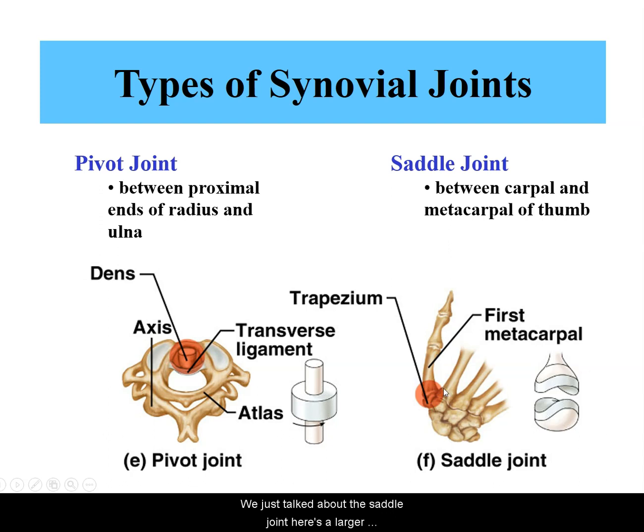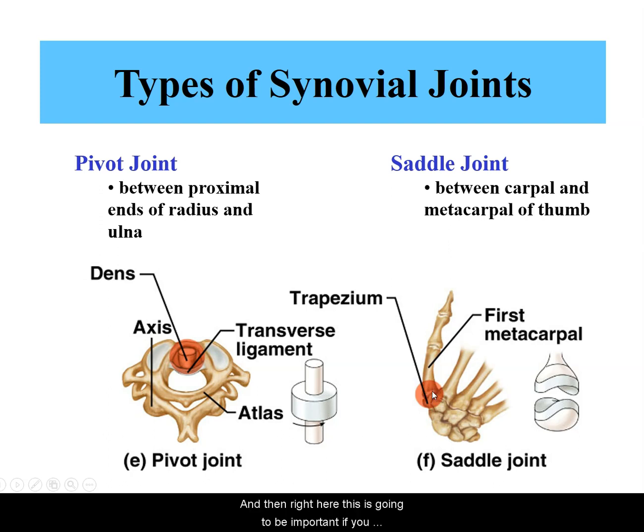Here's a larger picture of the bones of the hand blown up between the carpal and the metacarpal of the thumb. Okay? So this is actually a metacarpal. And then there's that condyloid joint. Remember that the thumb only has 2 phalanges. That's a condyloid joint. This is the palm of the hand, remember?